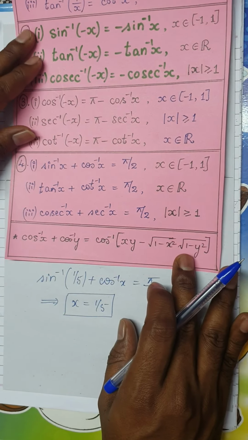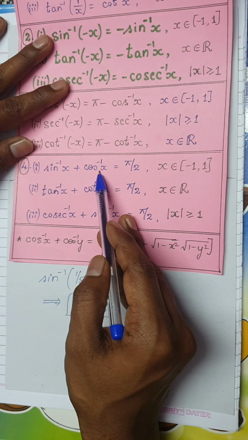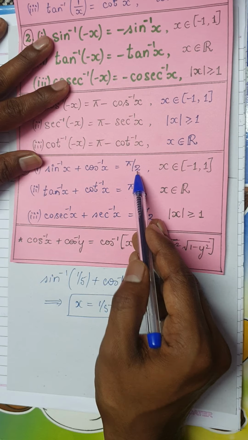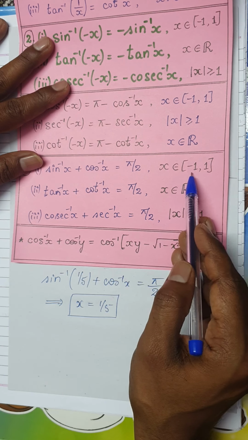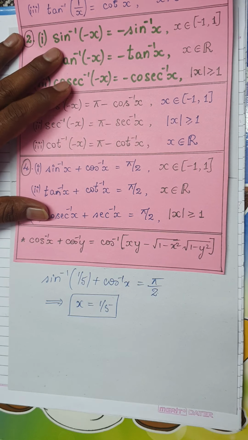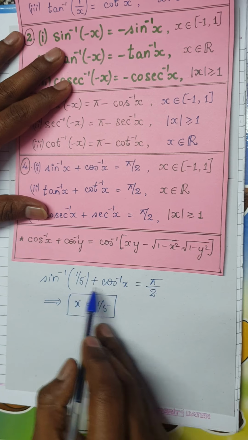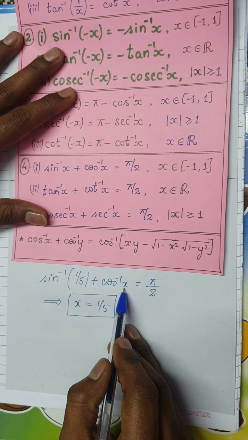Yes, I think you guessed it right. I have the property sin inverse of x plus cos inverse of x is equal to pi by 2, if x lies between minus 1 to plus 1. Definitely 1 by 5 lies in this range. Now because the right hand side is pi by 2, this 1 by 5 should definitely be equal to x.